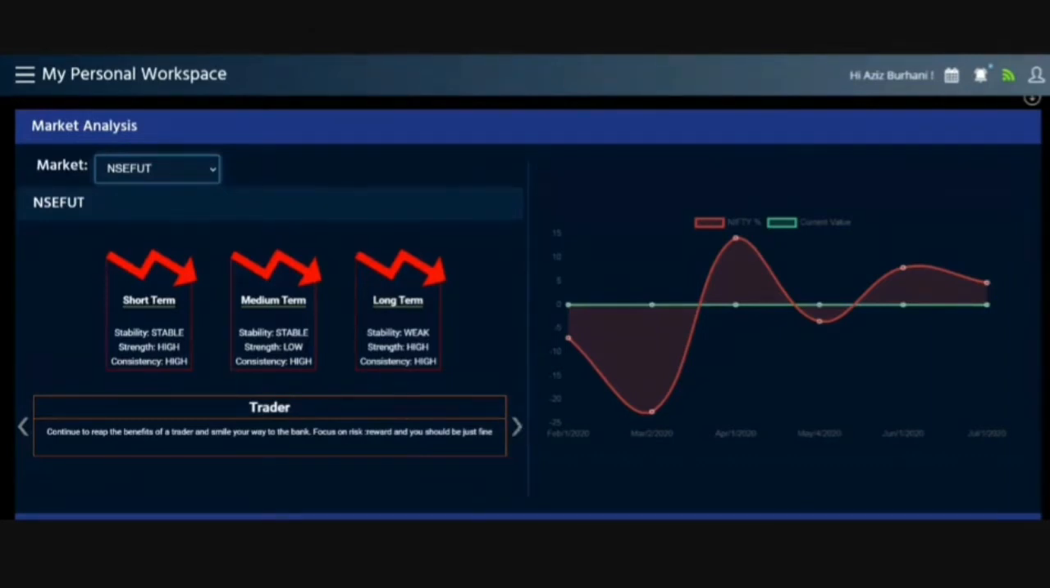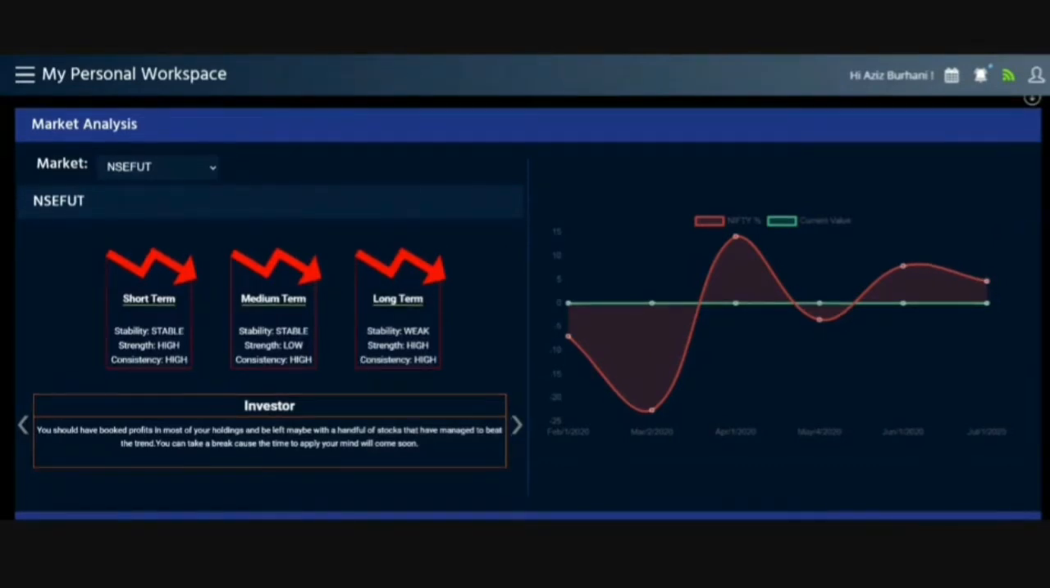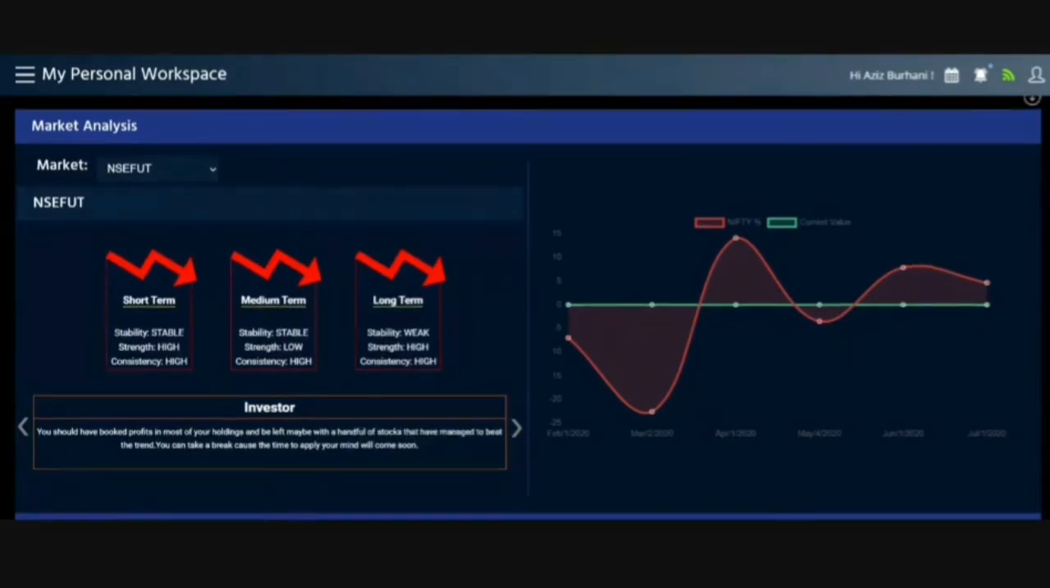So there is a summary for a trader, which would be a short-term trader. There is a summary for a trader and investor who would be looking at the medium term, and then there is a summary for the investor. The summary summarizes what the market analysis wants to tell you. So it makes the job simpler for you to understand and interpret what exactly the market analysis is telling you. I hope you all have understood the market analysis per se.